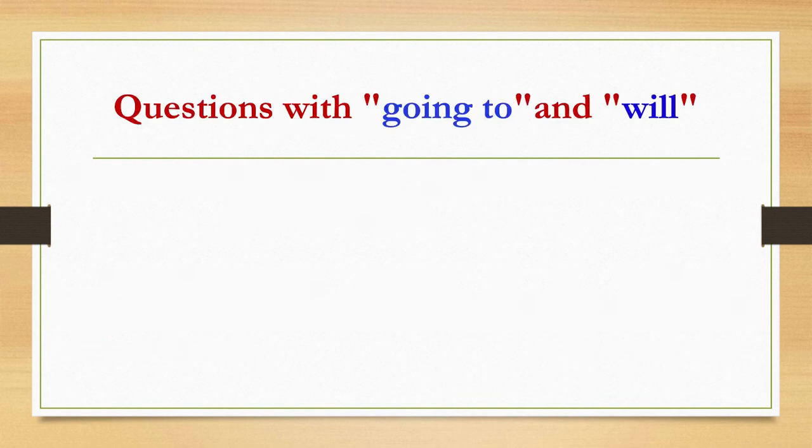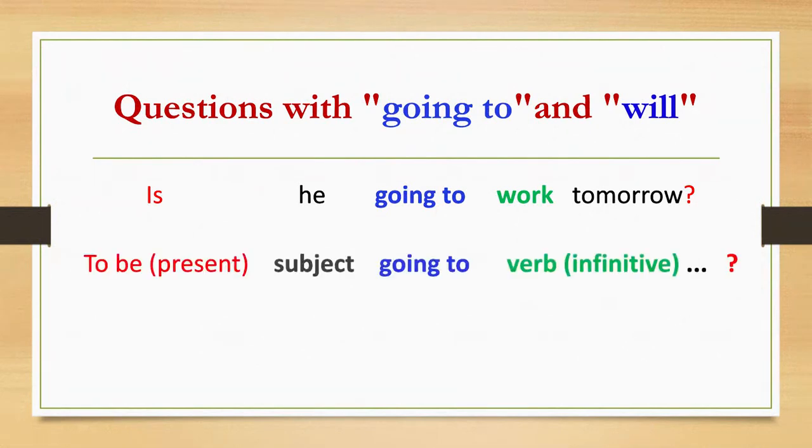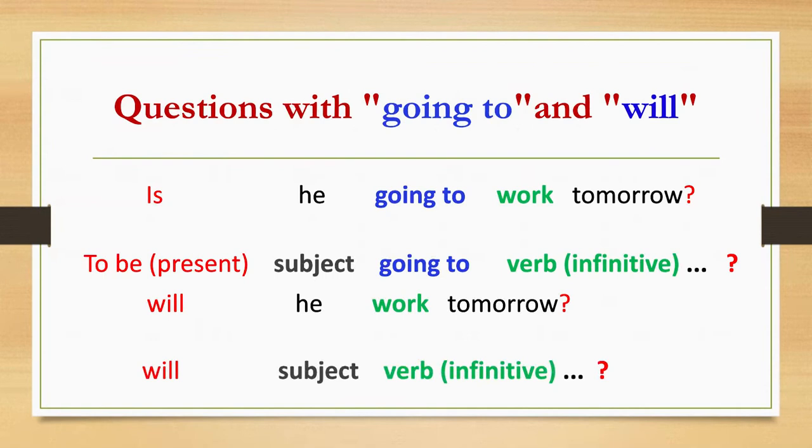Now, let's look at how to make questions with going to and will. This is an example. Is he going to work tomorrow? So we start with to be in the present simple, then the subject, then going to, then the verb in its infinitive form. For will now, will he work tomorrow? So we use will plus the subject plus the verb in its infinitive form. So in both questions, we use the verb in its infinitive form.